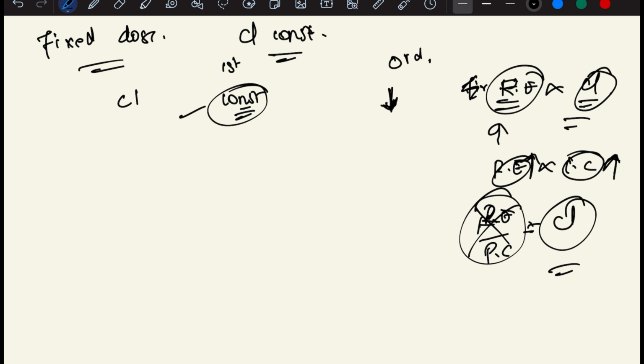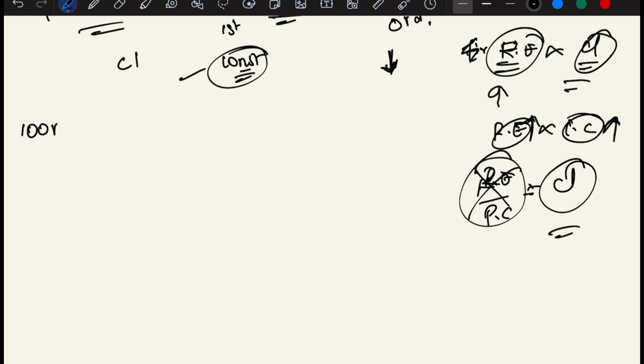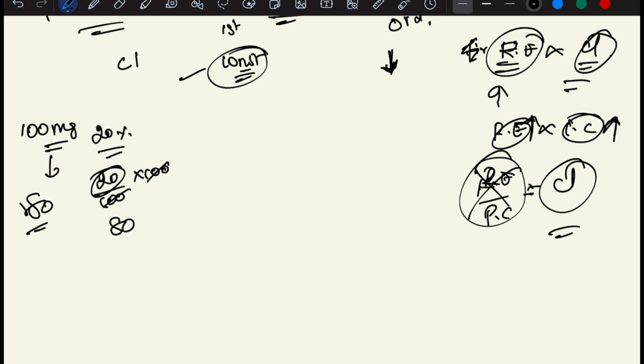Okay, what happens to the half time? Check what happens to the half time. See, if I'm taking 100 milligram, and the rate of elimination is 20% in the first order reaction, what is 20% of 100? It's 20. So 20 is eliminated. So now 80. What is the rate of elimination for 80?